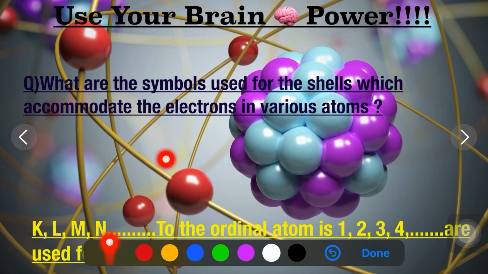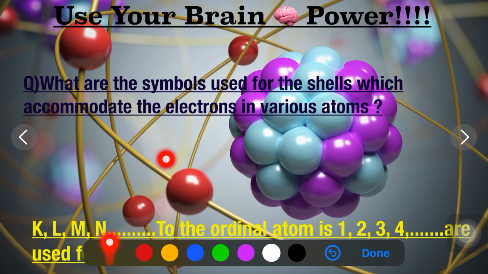What is the symbol and ordinal number of the innermost shell? So here is the answer. The innermost shell of an atom is K with ordinal number 1. Write the electronic distribution in the shells of a fluorine atom. So here is the answer. The electronic distribution of fluorine is 2, 7, as its atomic number is 9.